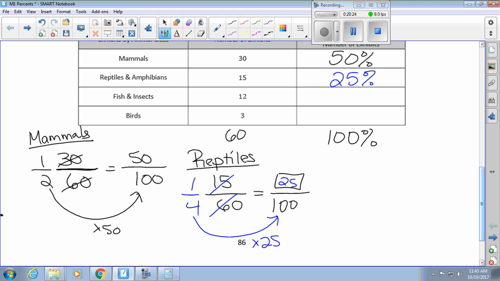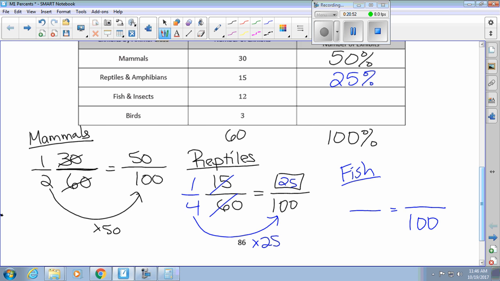Stephanie? Mammals have 50% and reptiles and amphibians have 25%. So that adds up to a total so far of 75%. Very good, 75%. So we have another 25% left to account for. All right, so let's talk about the fish and insects. Okay, so line equals line. We're going to do part over whole equals percent out of 100.